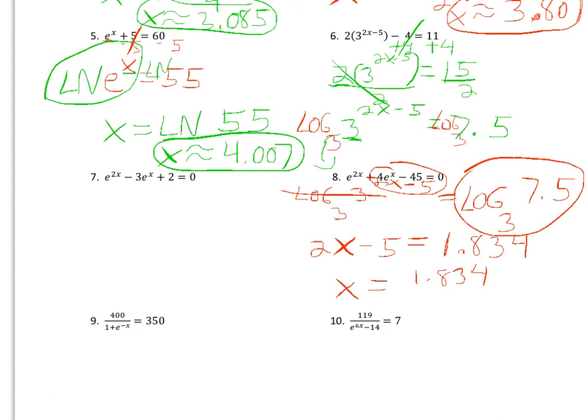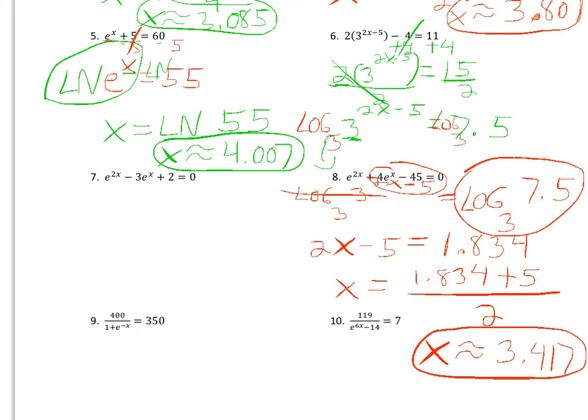Well, you're first going to add 5 to it. So you'll get 6.834, and then divide that by 2. So then when you take that 6.834 and divide it by 2, you get your answer to be about 3.417.